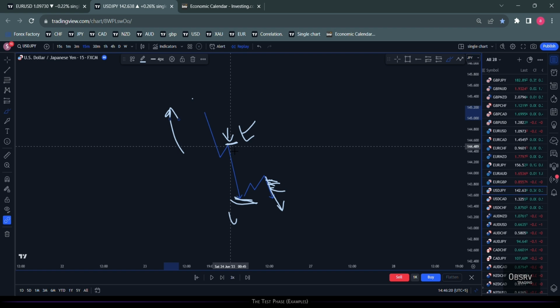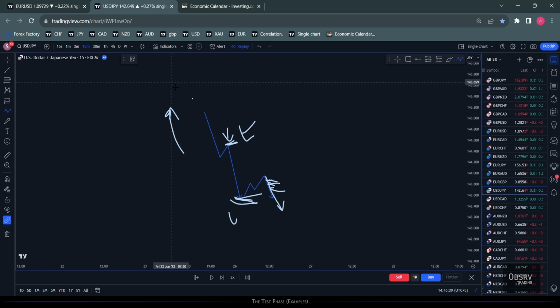I'm going to say it again. As this seller on the 60 minute that started here went all the way up to there, consider this the introduction of a bigger seller into the markets from an even higher time frame perspective, right? So it could be something like this.